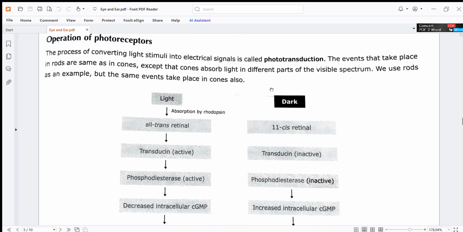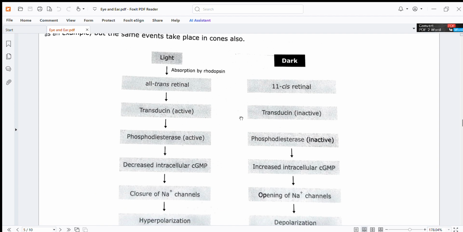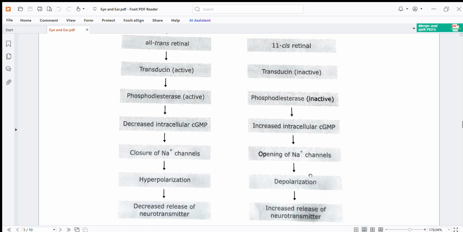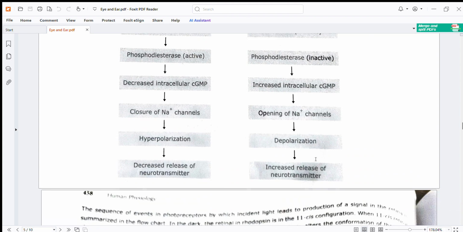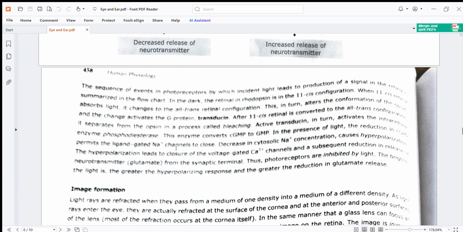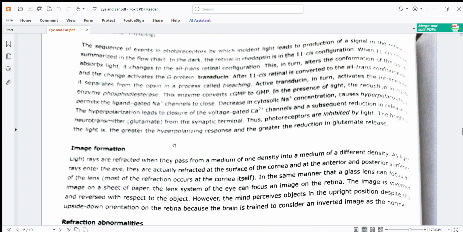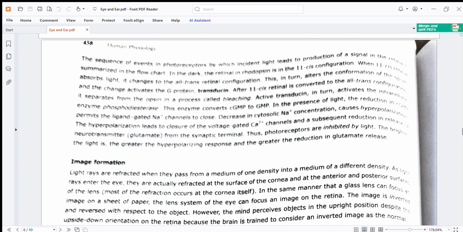During the dark: 11-cis retinal, transducin inactive, phosphodiesterase inactive, increased intracellular cyclic GMP, opening of the sodium channels, depolarization, increased release of the neurotransmitters. The sequence of the events in the photoreceptors by which incident light leads to the production of a signal in the retina is summarized in the flowcharts above.